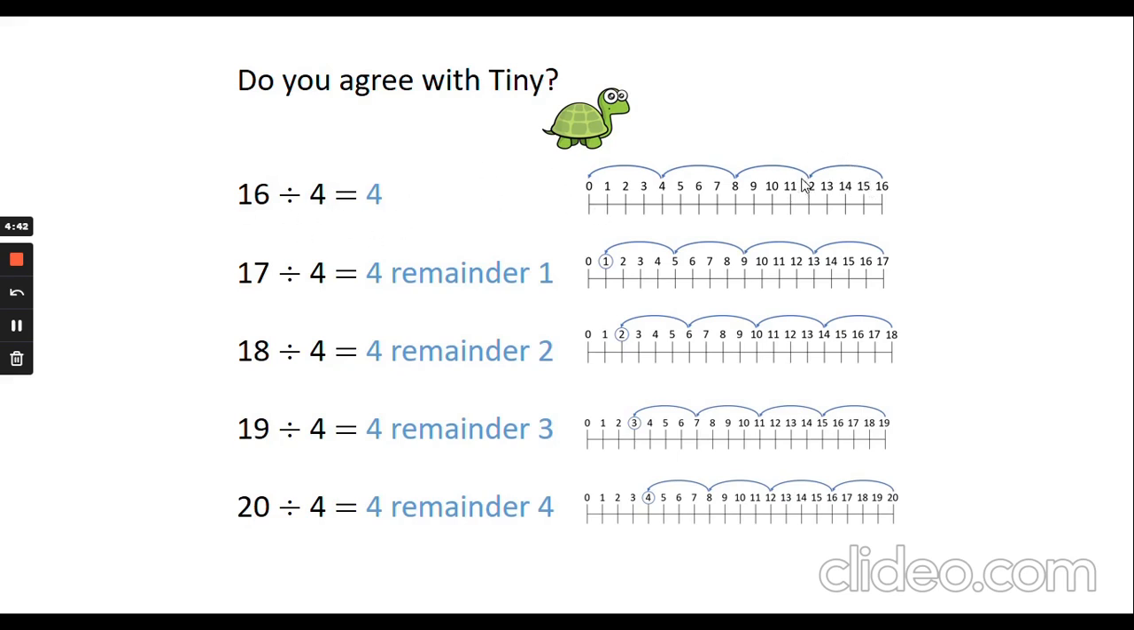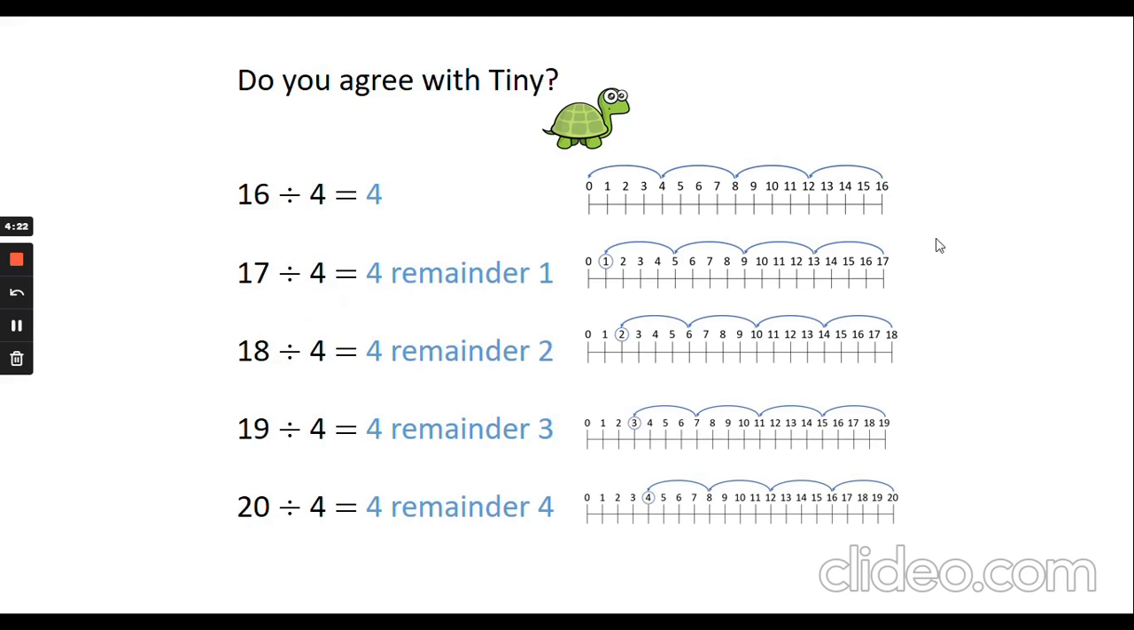He jumped in groups of 4 because he's dividing by 4. That is correct. How many jumps did he do? 1, 2, 3, 4. 4 groups, which means the answer 4 is correct. Let's look at 17 divided by 4 as well.